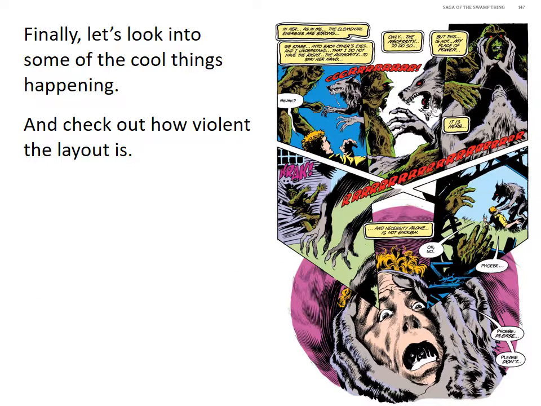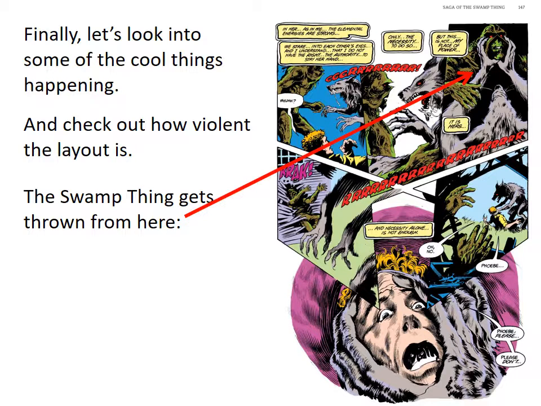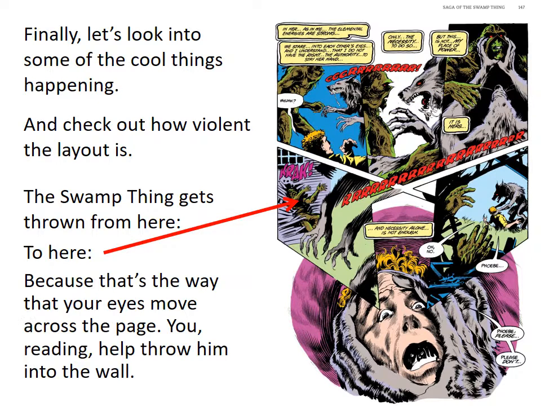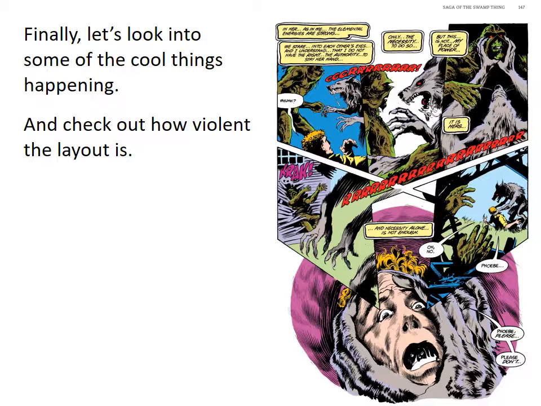And then check out how violent the layout is as a whole. Obviously, as a fight scene, the content of it's going to be pretty violent, but the layout itself is also pretty violent. Swamp Thing gets thrown from the top right here to this panel over here, and that's because that's the way your eyes move across the page. You reading help throw him into the wall. So you're moving through space, and you're also moving Swamp Thing through space, which is pretty cool.